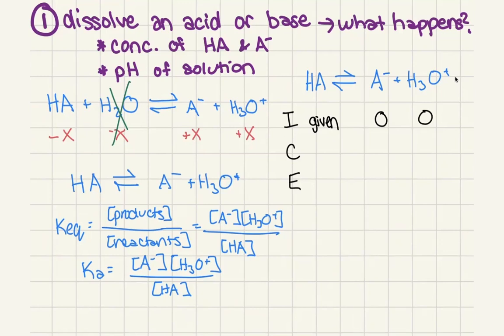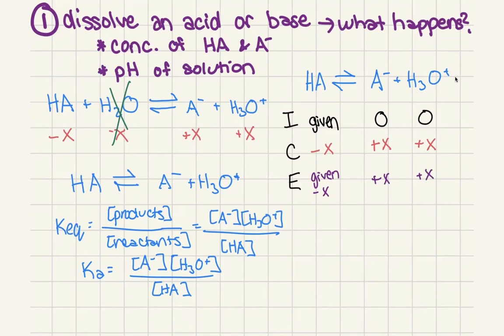Now what's going to happen is you're going to have some sort of change to your system. In this case, X amount is going to deprotonate, which is going to leave us with that same amount of the conjugate base and that amount of the proton, the hydronium. So these are going to be positive; we're gaining these and we're losing that amount of the acid. At equilibrium, we're left with the given acid concentration minus X, plus X, and plus X.